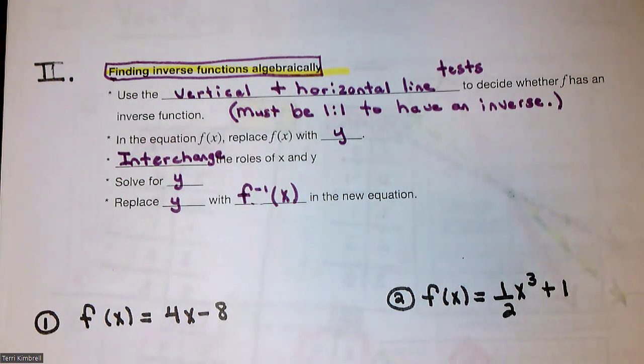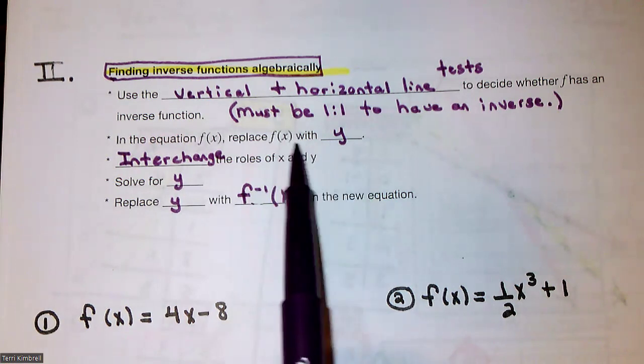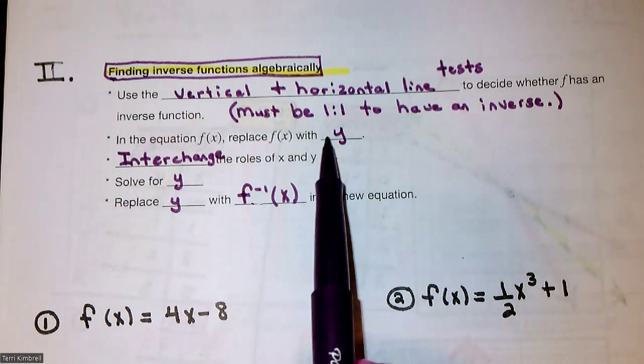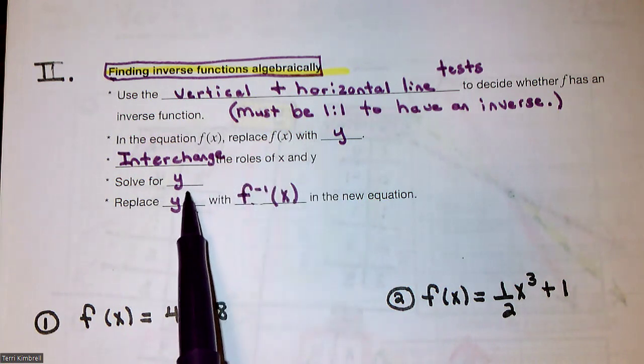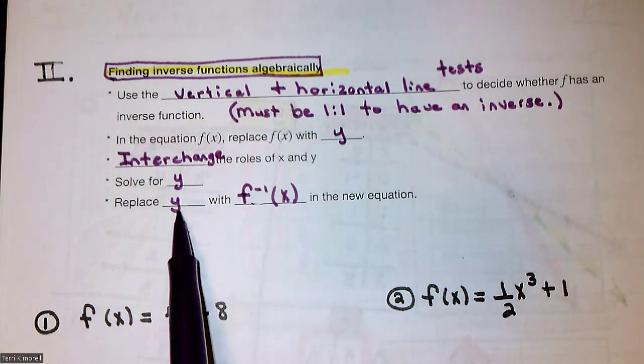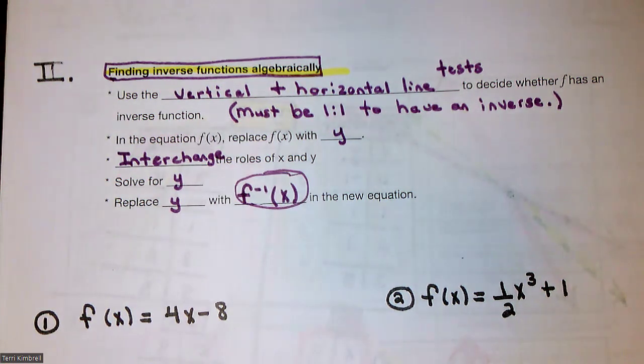Okay, so next you are going to interchange your x and your y. Make sure that you put y for f of x, because that's what f of x means. You're going to flip-flop your roles. You're going to solve for y, and you're going to replace your y in your new equation with f inverse. So that would mean the inverse of y.